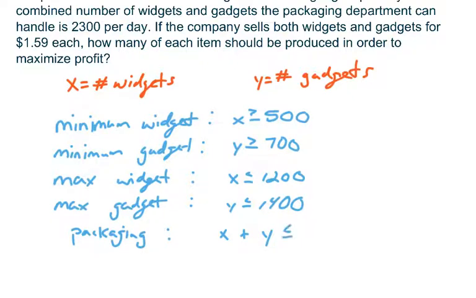So it's got to be less than or equal to 2,300. And I'd say that's about it, because it's asking about maximizing profit, and this is a price. So we don't need to worry about that right now. I would say this right here is our system. We have 5 inequalities that we need to graph.